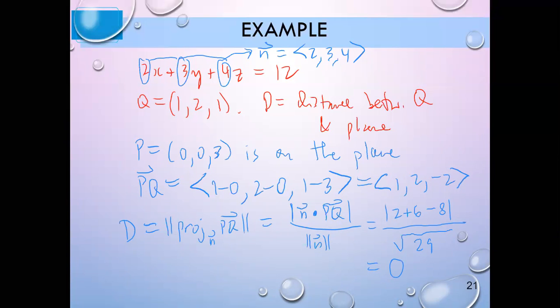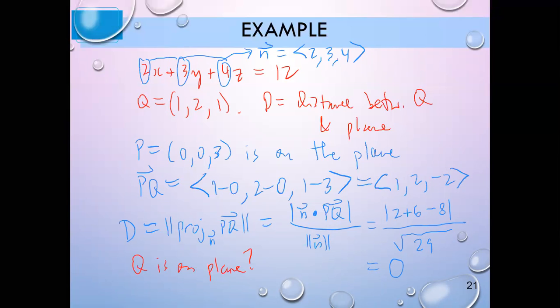0. What? This is saying that the distance between this point and this plane is 0. So apparently Q is on the plane. Q is on the plane?